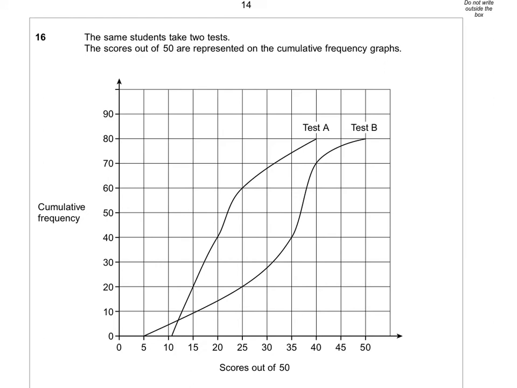Question 16. The same students take 2 tests. The scores out of 50 are represented on the cumulative frequency graphs.